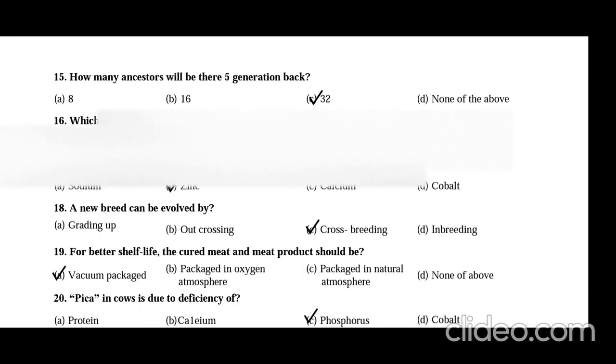For better shelf life, cured meat and meat products should be vacuum packaged. For better shelf life, every food or edible product should be vacuum packaged. It is not limited to cured meat or meat products. Every food product is stored vacuum packaged for better shelf life.